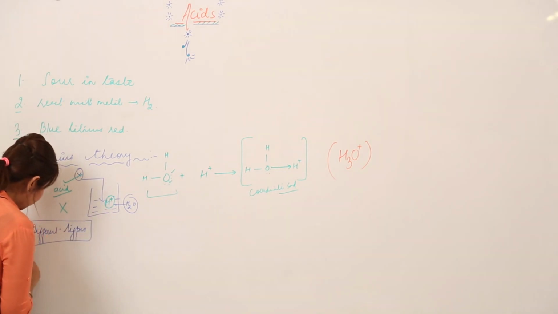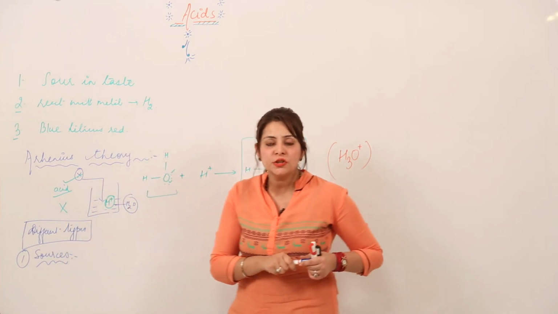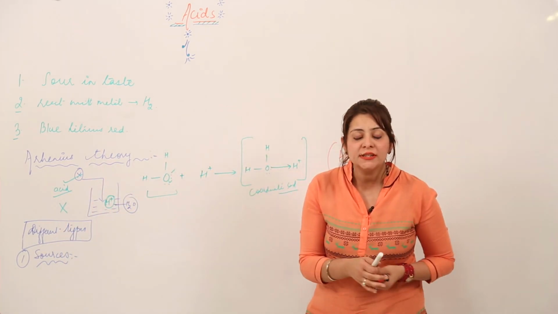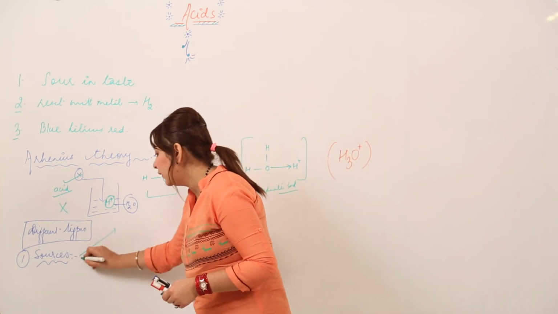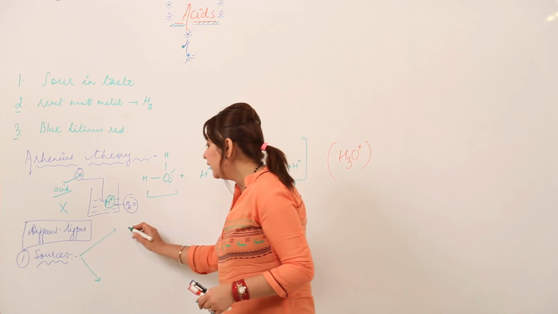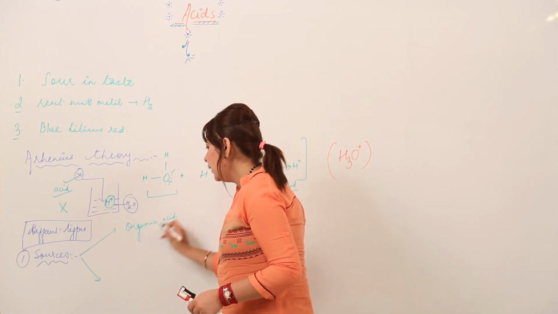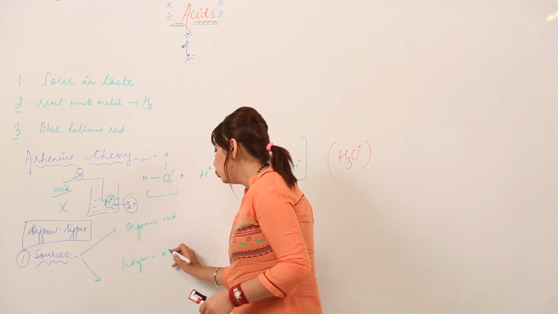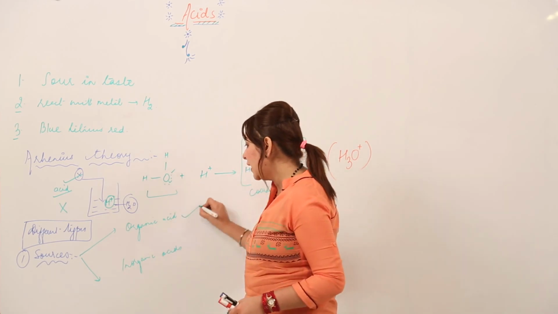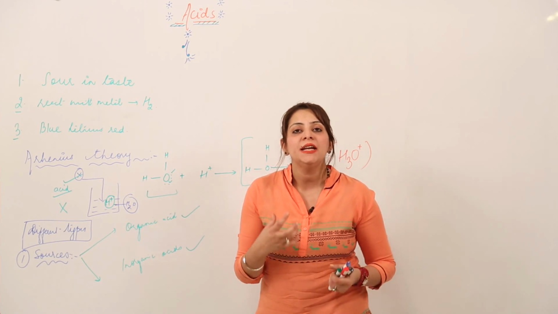Now, the different types of acid on the basis of sources: we get acids from different sources, and depending upon the sources from which we are getting them, acids are categorized into two categories. So, what are those two categories? They are organic acids and inorganic acids. So, we have got two categories, one is organic acid, another is inorganic acid, depending upon the source from which we are getting an acid.